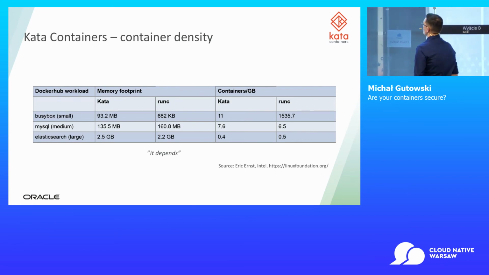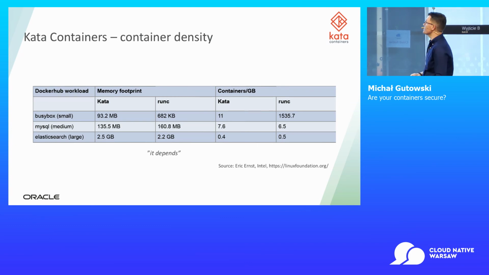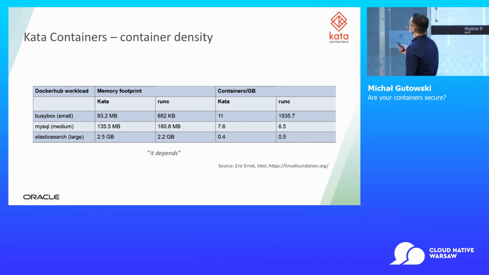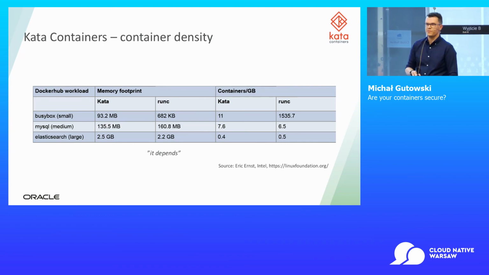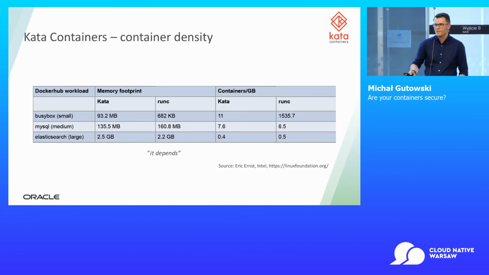If you run a BusyBox with runC, it will consume just 600 kilobytes. If you run it with Kata, it will consume 100 megabytes. That's interesting. If you run MySQL, for example, it will consume 160, but it will consume less with Kata for some reason, right? Elasticsearch, a 0.3 gigs difference. So it depends. You need to test it.